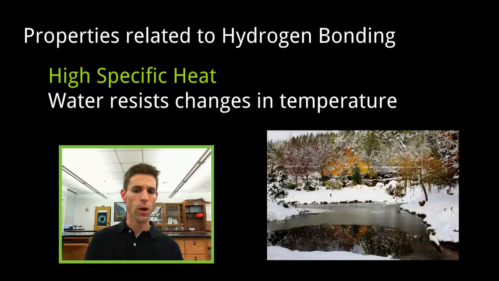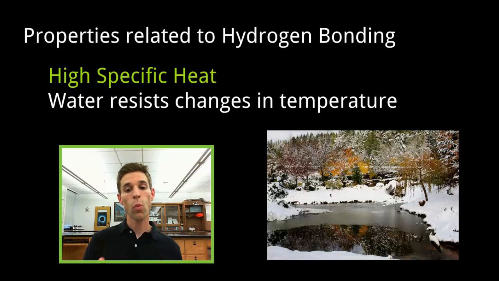But there's some more properties. Let's go back to our pond. Another property that water has because of its hydrogen bonds is a high specific heat. This means that water resists changes in temperature. Now, the air temperature in this photograph, or in the place where this photograph was taken, is probably freezing or below freezing.